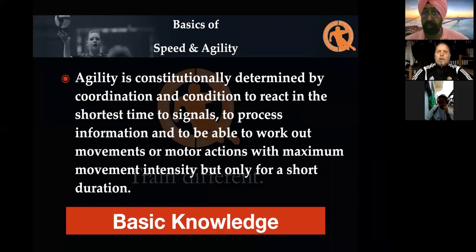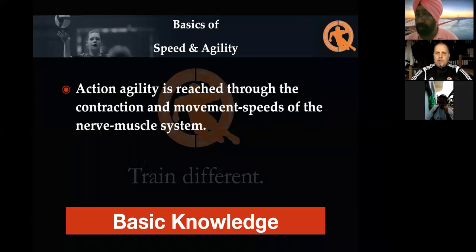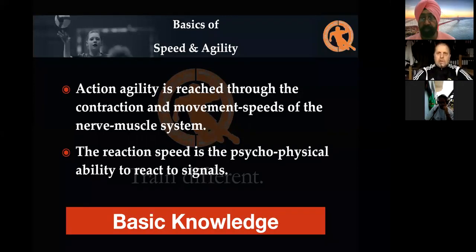Okay. So there's one thing that you need to know before, that the agility is first of all reached because of the contraction and the movement speed of the nerve muscle system. So this is a process inside your body on one side. On the other side, the reaction speed is something that deals with the ability to react to signals. So we have two parts in agility. The first is how it is worked out, action agility, and the second is when to start the movement.